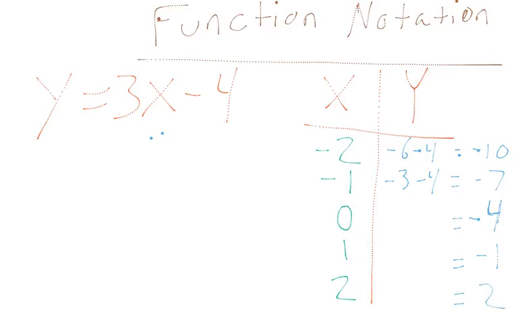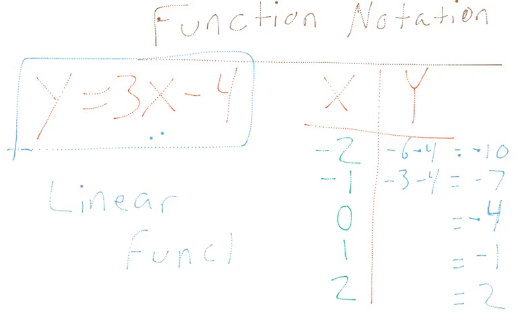So basically what this means is, this is a line right here. It's also a function. It's a linear function, as in it makes a line, right? Line or linear, and it's also a function. So these points, -2, -10, -1, -7, 0, -4, 1, -1, and 2, 2 are all points on this line.